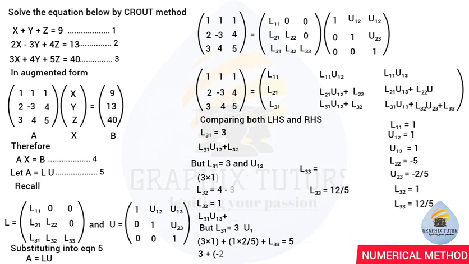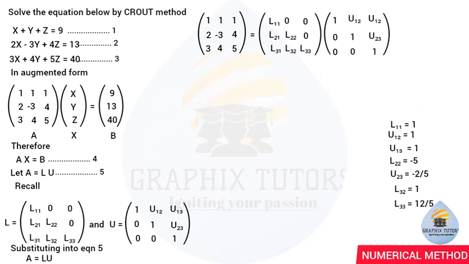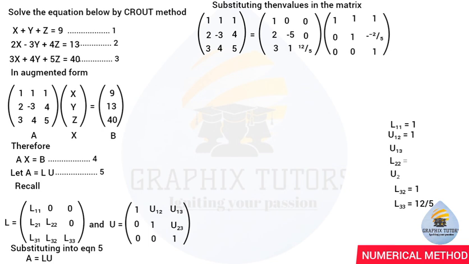Is that taken? So these are all the values we have for the upper and the lower triangular matrix. Now if we put their values into the matrix above, wherever you see L sub 1,1 you put 1, and so on and so forth. So we have L equals 1, 0, 0; 2, minus 5, 0; 3, 1, 12 over 5, and U will now be equal to 1, 1, 1; 0, 1, minus 2 over 5; 0, 0, 1. So I just input their values. This is what we have here.